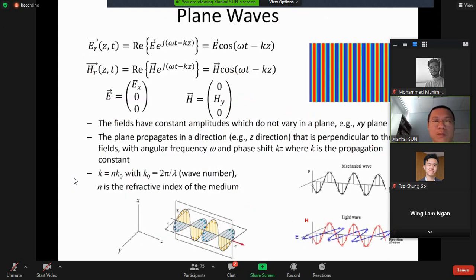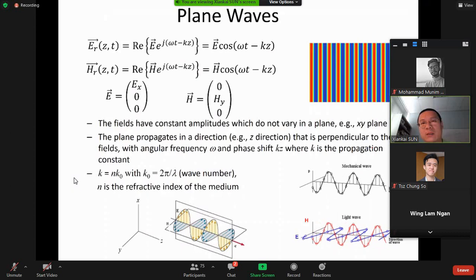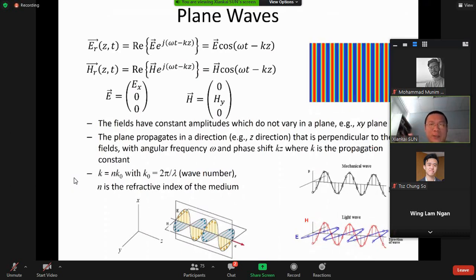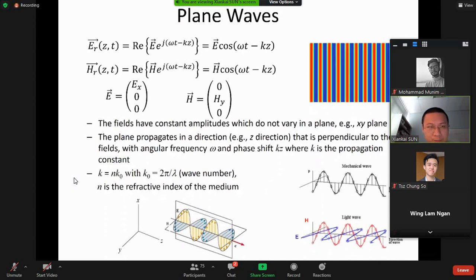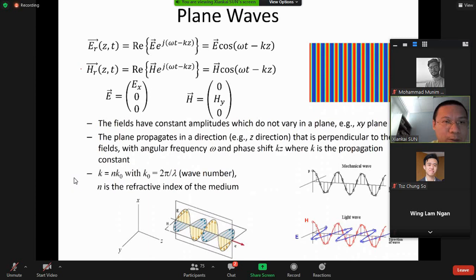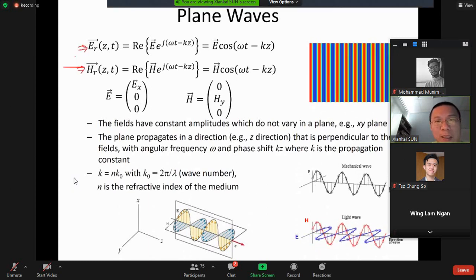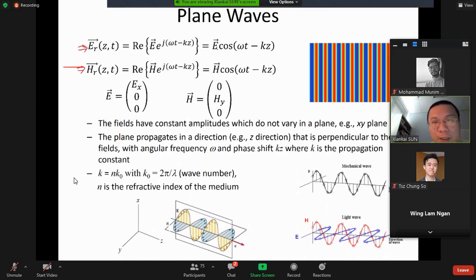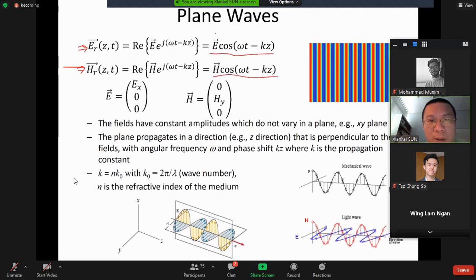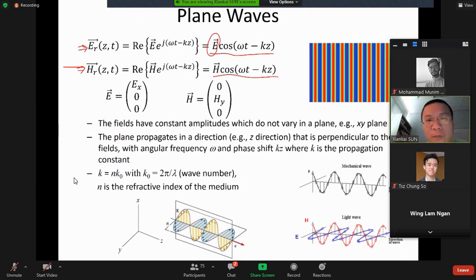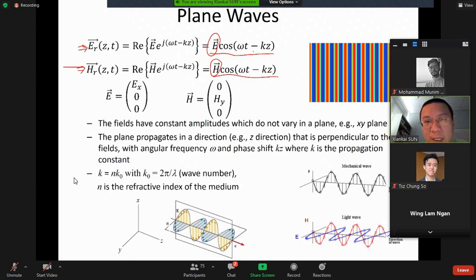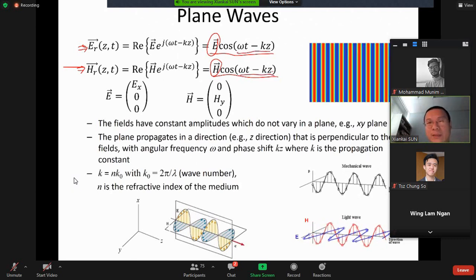So the first example will be plane waves. Plane waves are the simplest form of electromagnetic waves. The electric field and magnetic field can be expressed in terms of a cosine function with amplitude E, H, and this is called a phasor. And inside, it represents the phase.